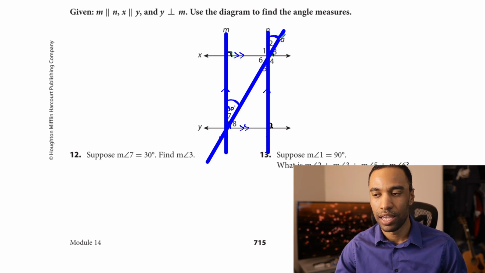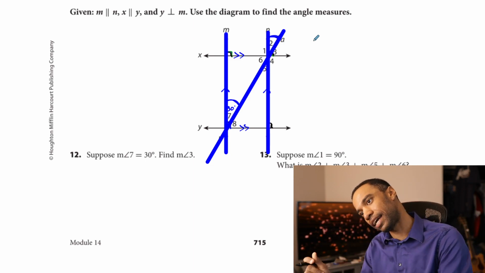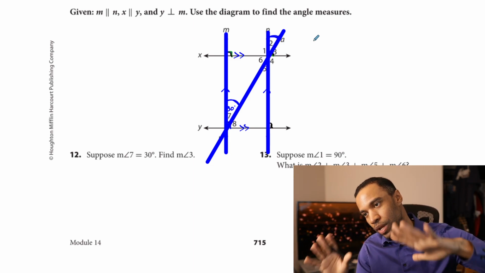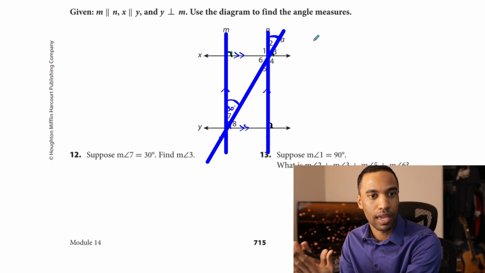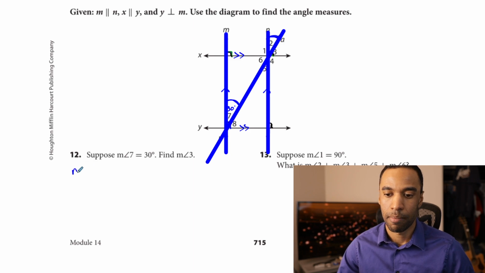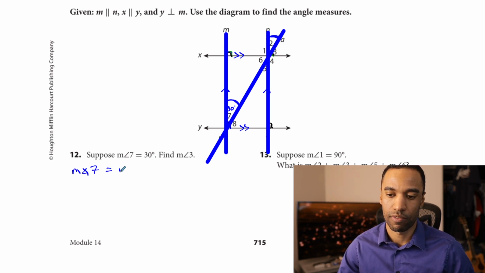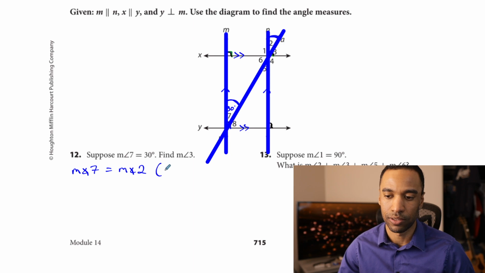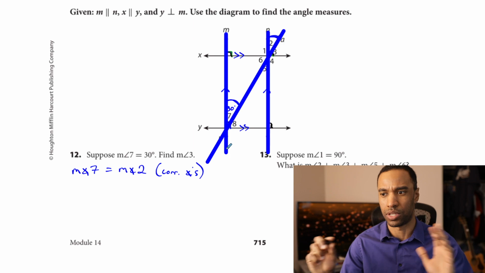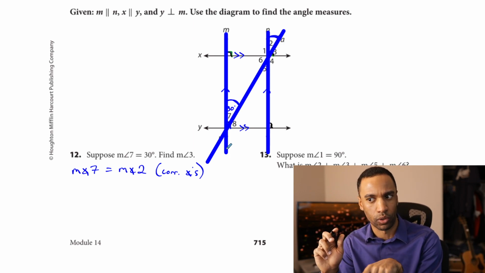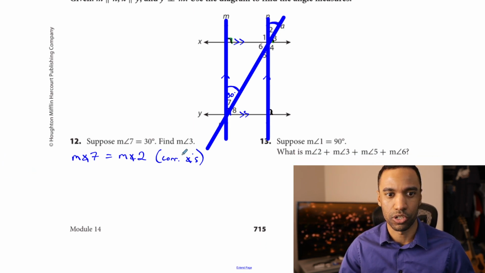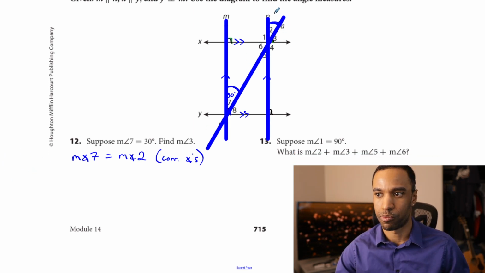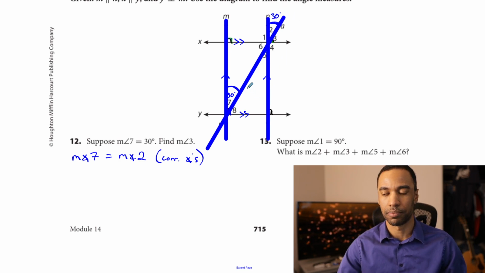But angle 2 right here, if you can see that, kind of tilt your head to the side. If you can see that, guys, we are looking at corresponding angles right there. If 7 is 30, then 2 is 30. Measure of angle 7 equals measure of angle 2 because those are corresponding angles. This isn't the only way to do it. There's actually a second way I'm looking at right now. Actually, it doesn't get me any closer or any faster. But because those are corresponding angles, those measures will be equal. So this is also 30 degrees.